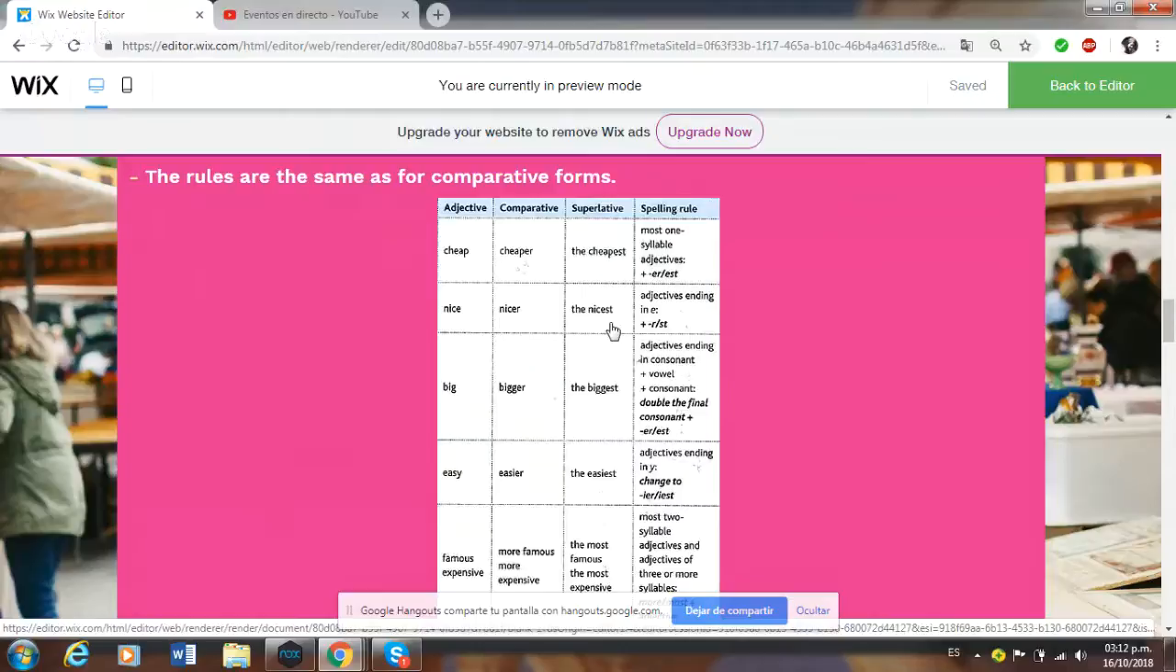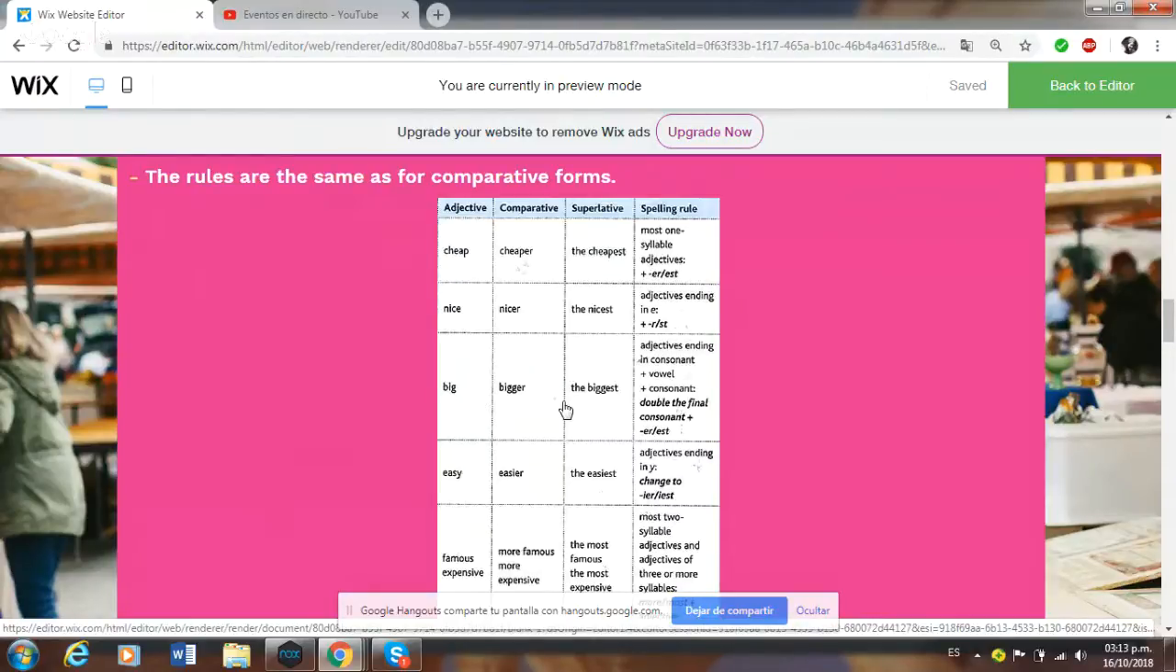We add only S and T, okay? Because the adjective ends in a vowel E, we add only R in the comparative form, and in the superlative form, we add S and T, okay? The nicest, nicer, and the nicest. And here, the adjectives ending in E, so don't forget, we add R in the comparative form, and in the superlative form, we add only S and T, okay?